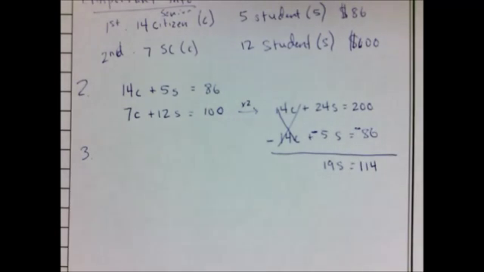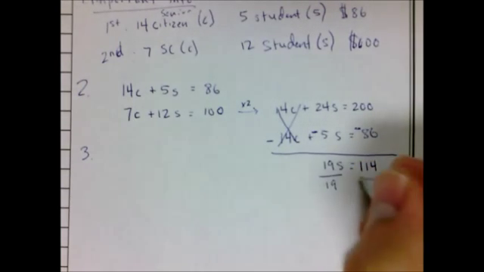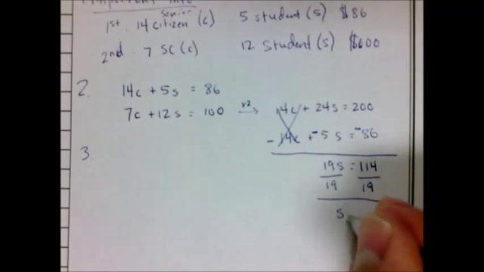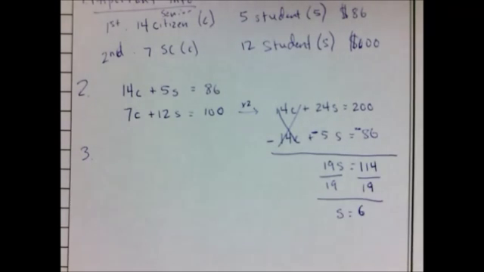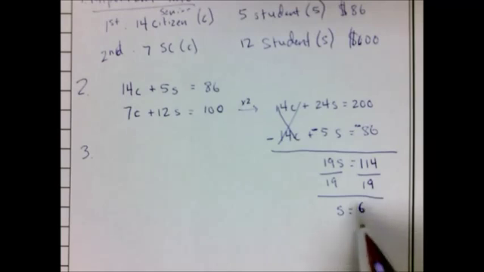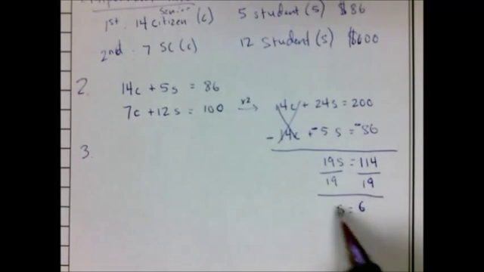Okay, now it's just solving for s. So we're going to divide by 19 on both sides, and what we end up getting is s is equal to 6. So that means the cost for the price of a student ticket would be $6. Now that we know that that's 6, we can plug this information back into one of the equations in our first equations here. Plug the solution for s back into the equation.